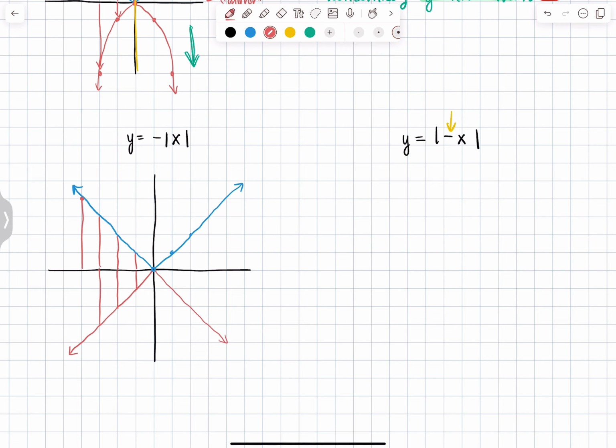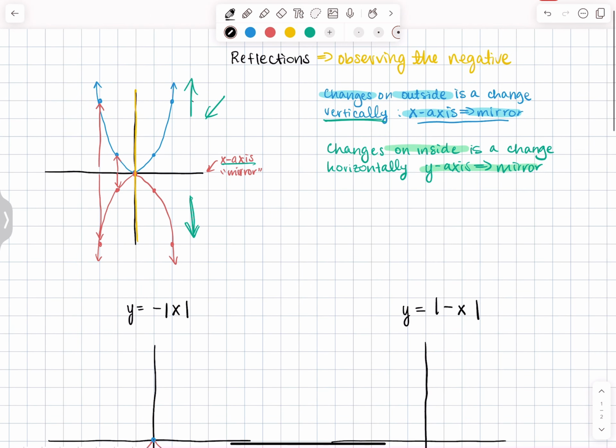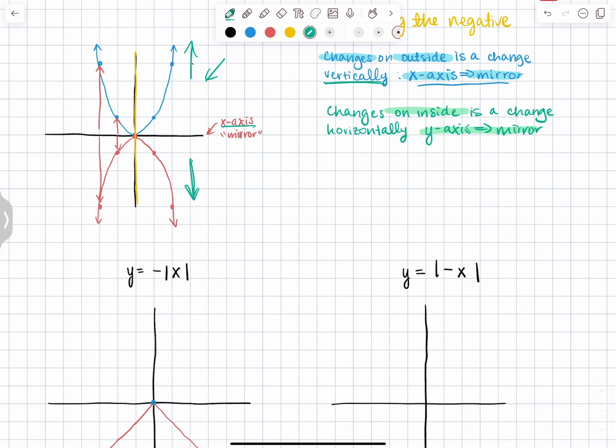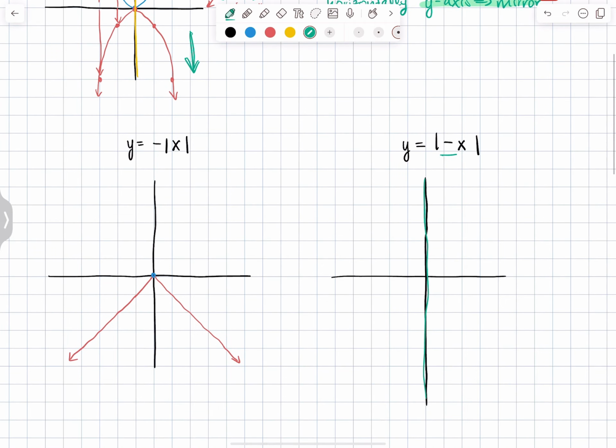We can extend that a little. If this is a quiz or test and it doesn't ask you to leave it, make sure you're erasing the blue graph. This is your final answer. Now for this function on the right, the negative is with the x. We're going to draw our graph. This one's pretty easy. This one says changes on the inside. It occurs over the y-axis. So this is the mirror.